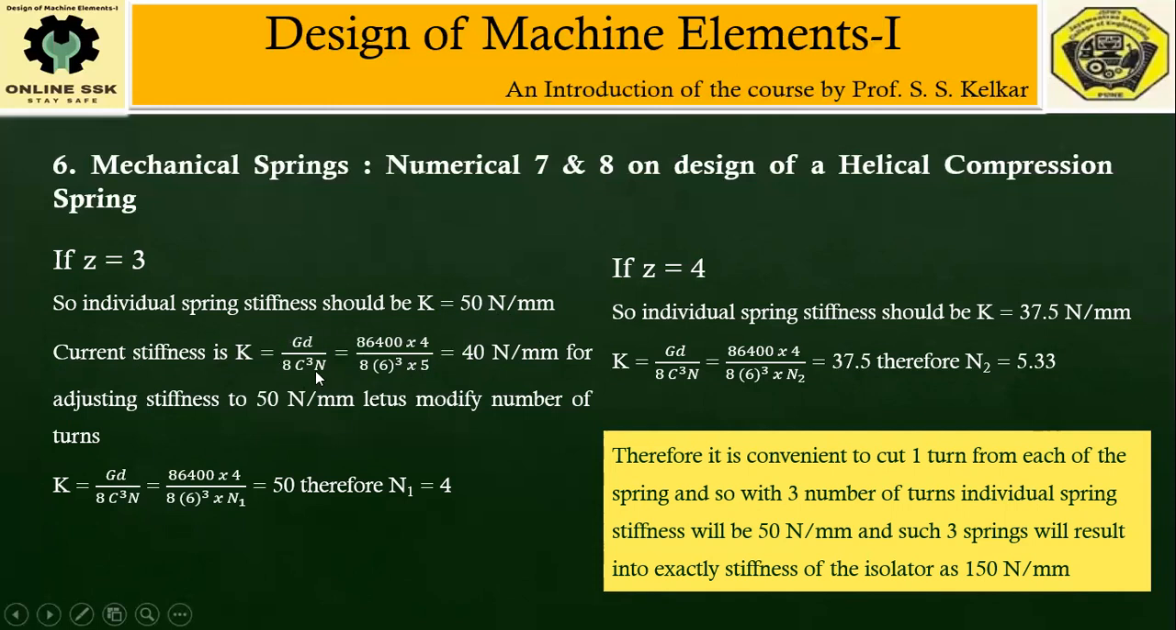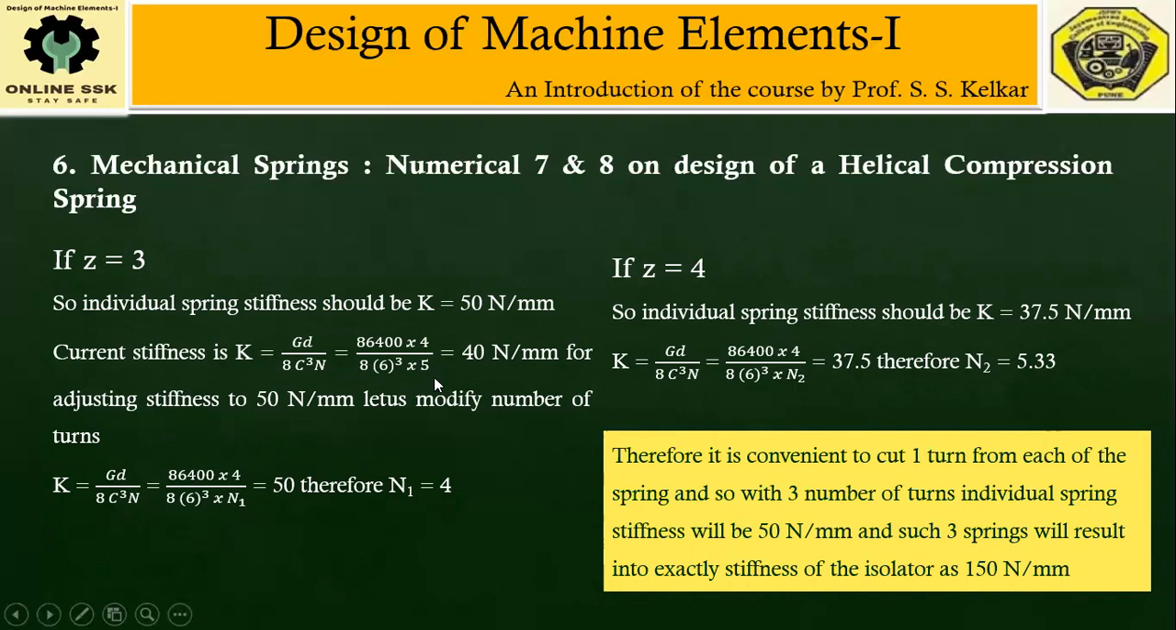we should adjust the number of turns, because G, the modulus of rigidity, cannot be adjusted, spring wire diameter cannot be adjusted, index of the spring cannot be adjusted, but the number of turns can be adjusted, can be reduced if required. So here the new number of turns required will be calculated. That will be 4. Right now, number of turns equal to 5.